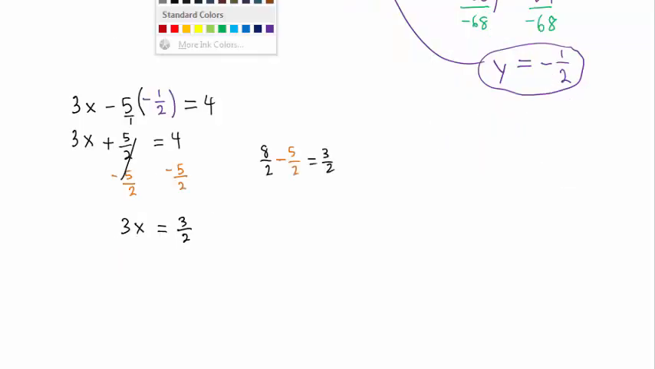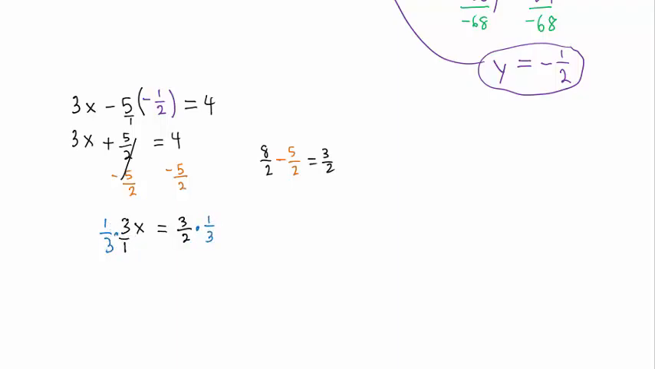Now to solve this, I'm going to multiply by 1/3 on both sides. On the left I have 1/3 times 3 over 1. Those divide out to 1. I get x equals, these divide to 1, and I get 1/2. So the solution of the system, x is 1/2, y is negative 1/2. Let's check that.